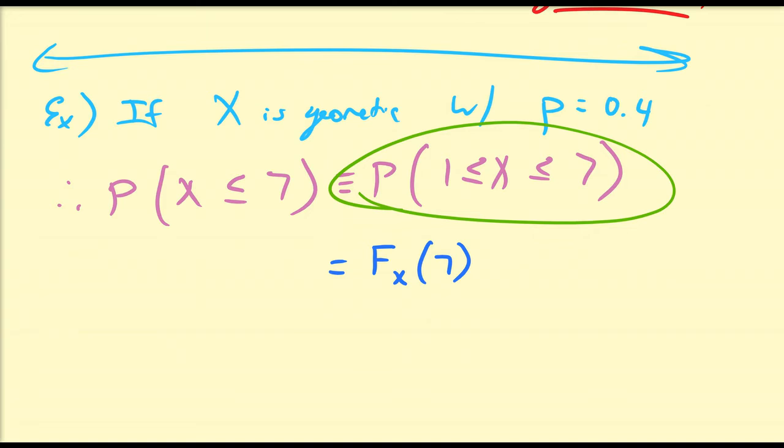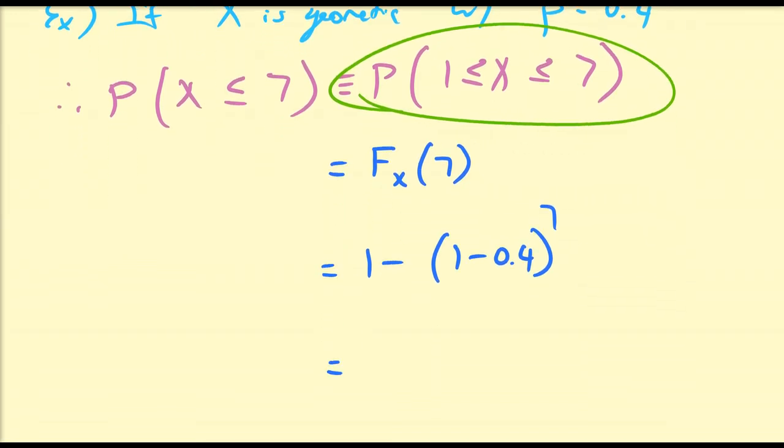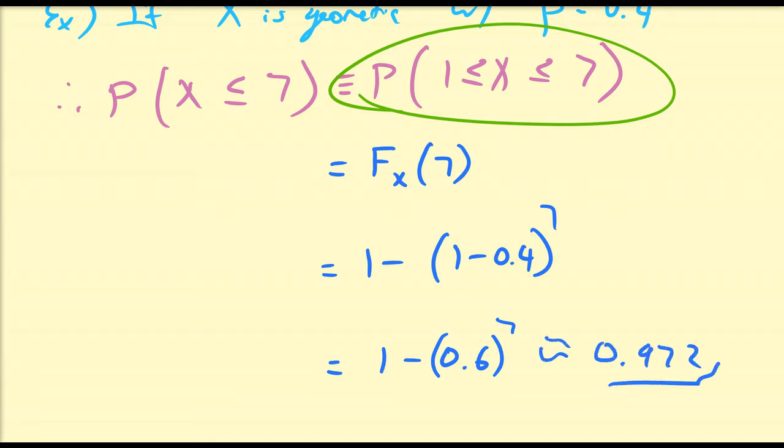So instead of doing each of those individual probabilities, we can just plug in 7 into the CDF and get our answer directly. So this is going to be equal to 1 minus the quantity 1 minus the probability of success to the power of 7, which is equal to 1 minus 0.6 to the power of 7. And you can find that this is approximately equal to 0.972, or about a 97.2% chance of occurring.